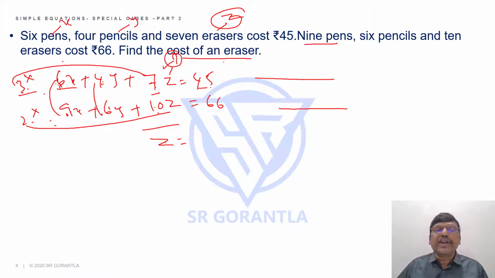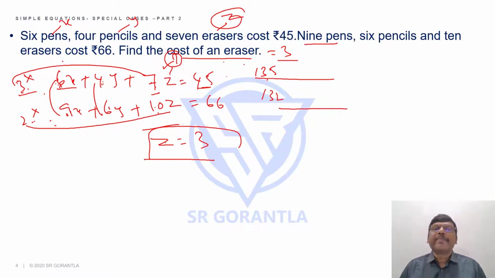What is 3 into 45? 135. If you want, you can check. What is 2 into 66? 132. What is the difference? 3. z is 3. That means one eraser costs 3 rupees, I can say.